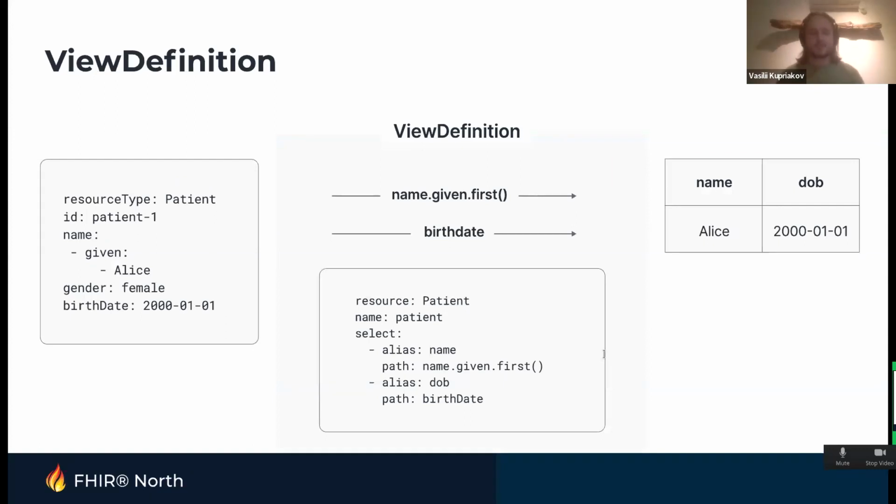And to show you a picture which shows everything, here on the left there is a patient resource, in the middle you see FHIRPath expressions, at the bottom there is the ViewDefinition resource, and on the right the row which results from applying this ViewDefinition to the resource on the left. So here we extract name by the path name.given.first, and we extract date of birth, call it DOB, and extract it by the path birthDate.